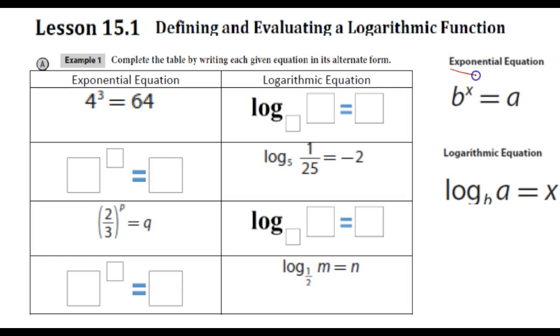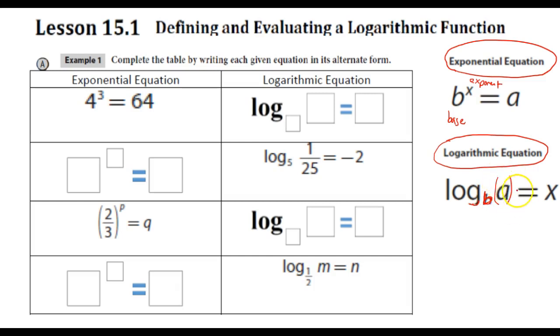When something is an exponential equation or exponential form, it's going to look something like this, where b is my base, x is my exponent, and a is what these two would be equal to. Now if I write something in logarithmic form, I'm still going to use my b base, my exponent, and my a value. I'm just going to write them a little differently. I'll start with log base b, and you'll notice it's a little smaller, times a, which will be larger, equals x. So everything just takes a different place.